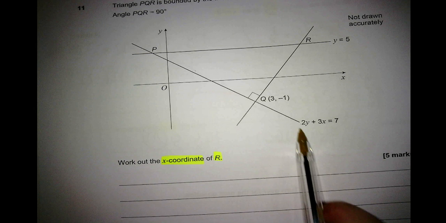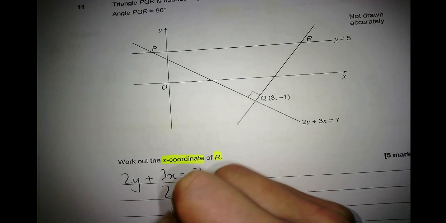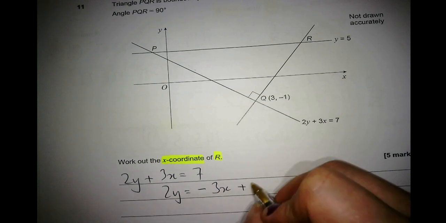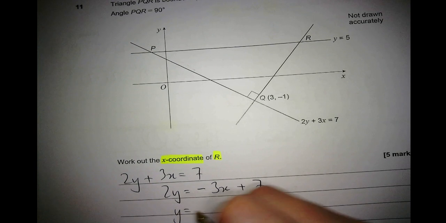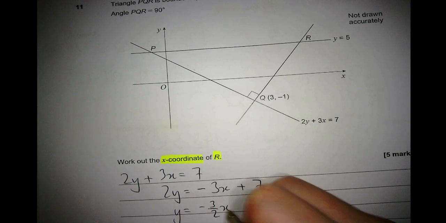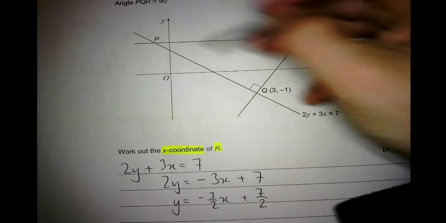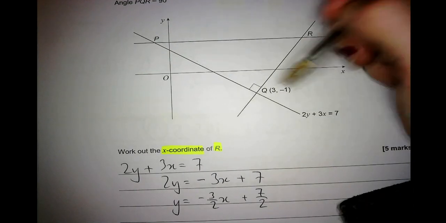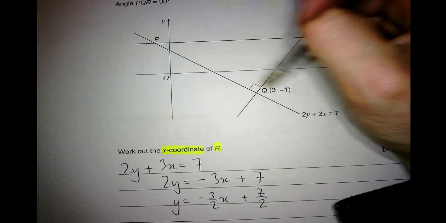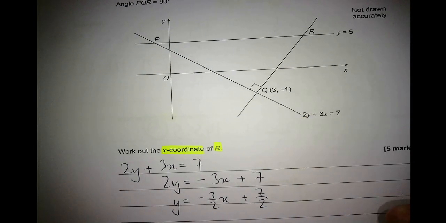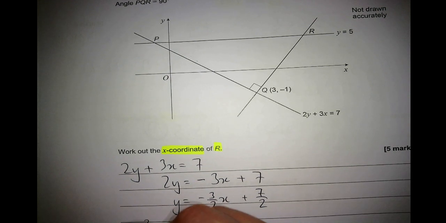So 2y plus 3x equals 7. So 2y is, I'm going to write the x term first, so it's in that form mx plus c. Divide by 2, I'm going to write it as y equals negative 3 over 2 x plus 7 over 2. That means the gradient of this line is negative 3 over 2. Looks good, it's got a negative gradient, which means the gradient of this line is going to be positive 2/3. So m is positive 2/3.